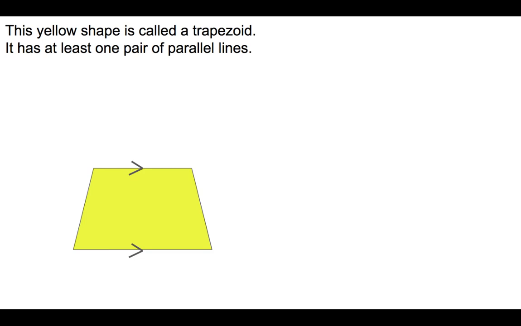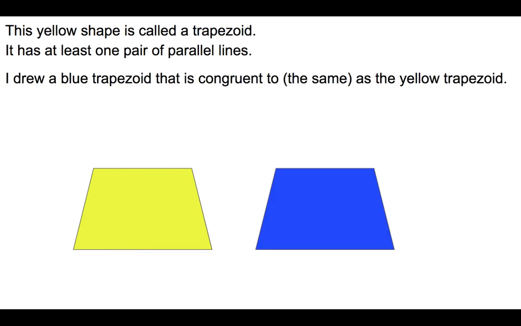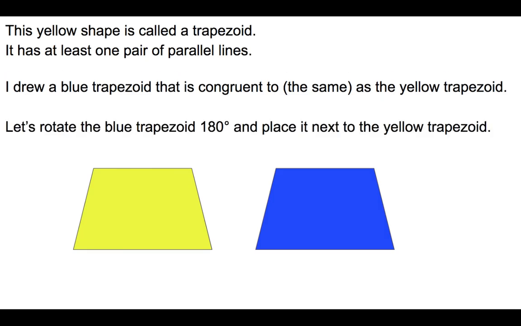pair of parallel lines. So what I did is I had my yellow trapezoid and I made a blue trapezoid that is congruent to the yellow trapezoid. In other words, it's the same. All the lengths are the same and all the angles are the same. So they are identical. If I put one on top of the other, it would cover it completely.